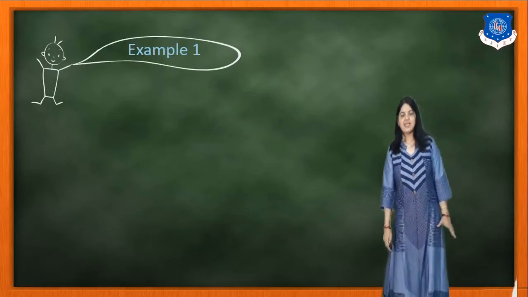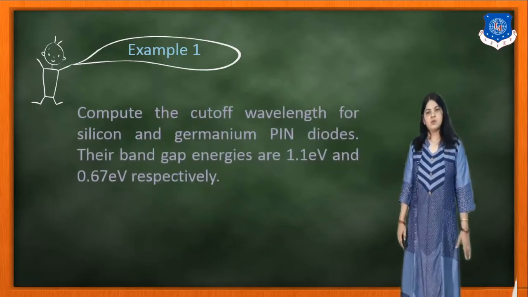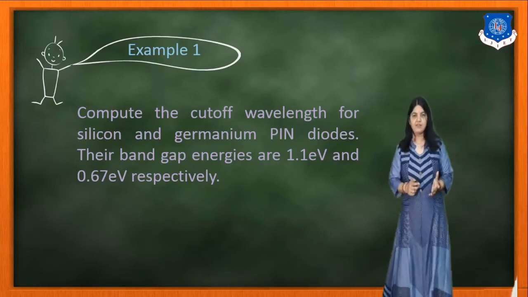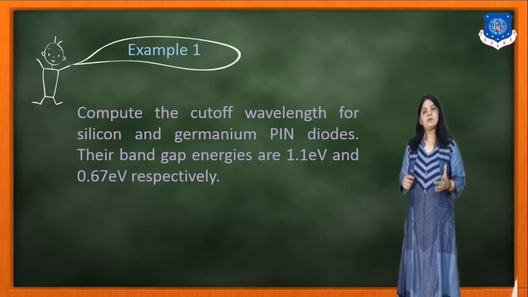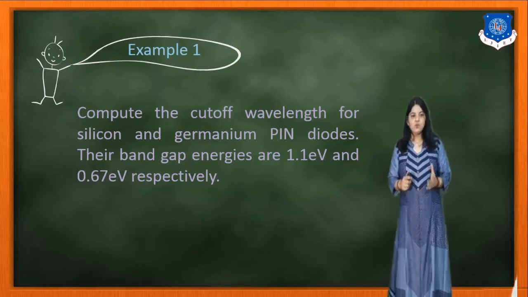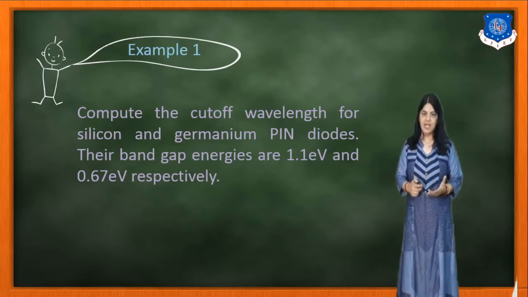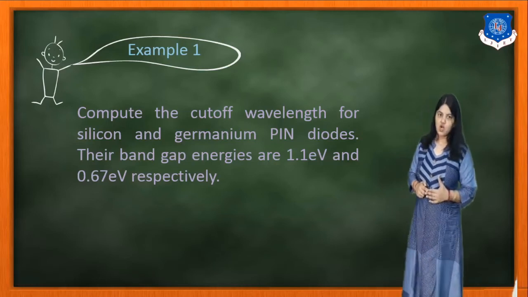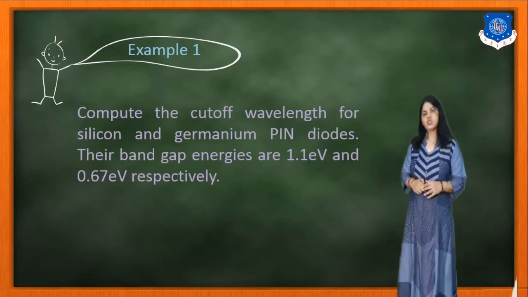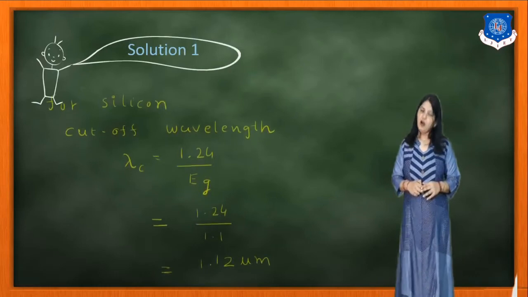Now we'll solve examples based on the method. The example is: compute the cutoff wavelength for silicon and germanium PIN diodes. Their band gap energies are 1.1 eV and 0.67 eV respectively. So friends, we have solved the equations to find the cutoff wavelength, and now we'll use the same equation which we derived earlier.